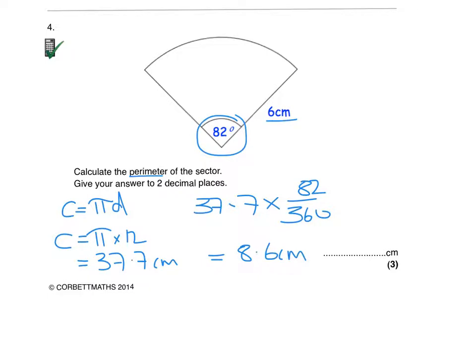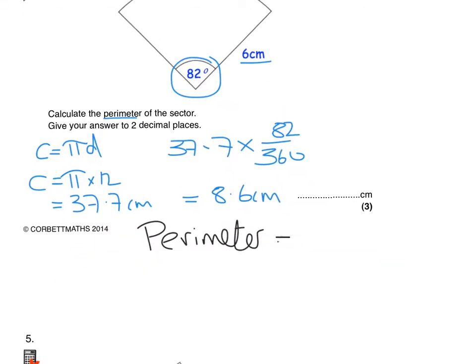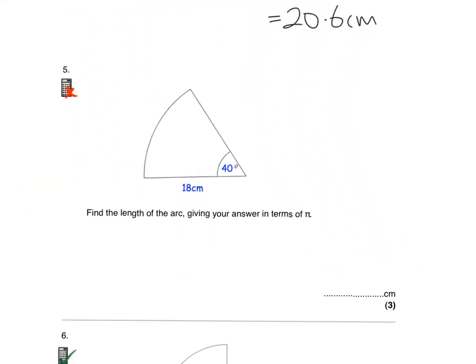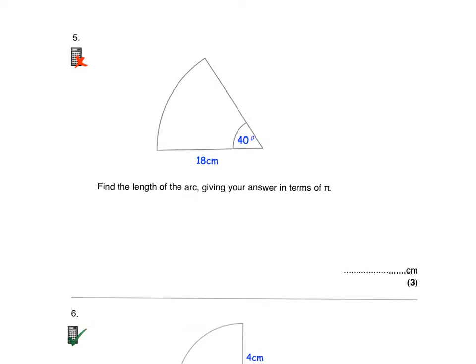Okay, so to find the perimeter, I'm going to do 8.6, add on my 12, which is 20.6 centimeters. You'll notice straight away that this is a non-calculator question now, and it's asking us to leave our answer in terms of pi.